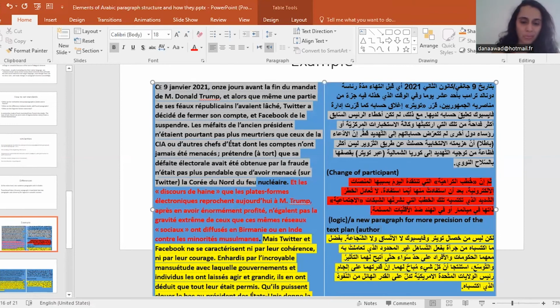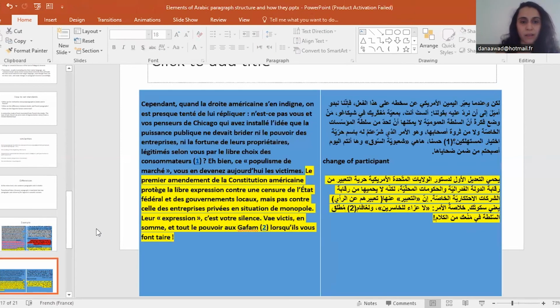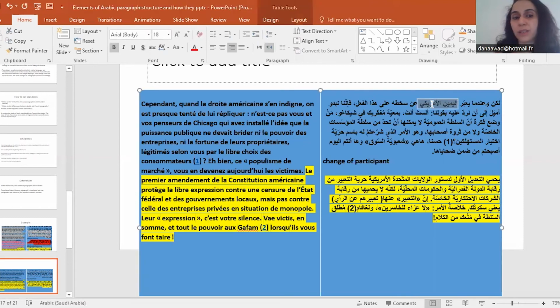the section was separated into a different paragraph. We have a change of participant in this example as well. So a change of theme, but not for emphasis reason. It is just because the accent is different, or the main subject is different. So because the first subject is la droite américaine, so the American right wing, and then it changed to talk about the Constitution.